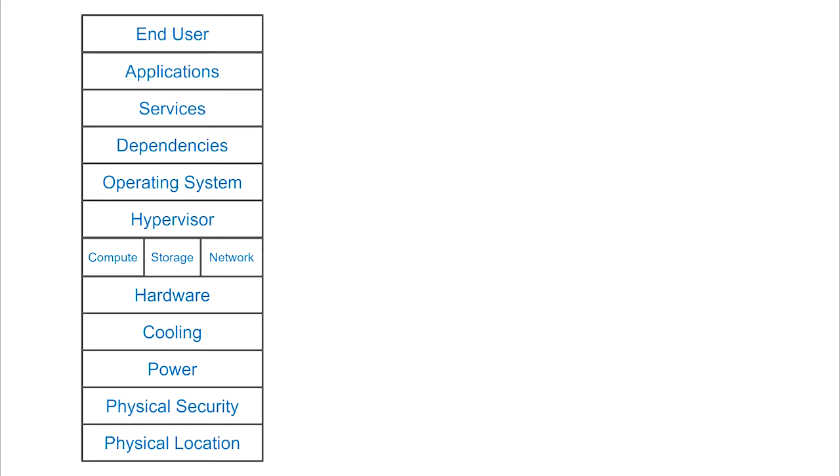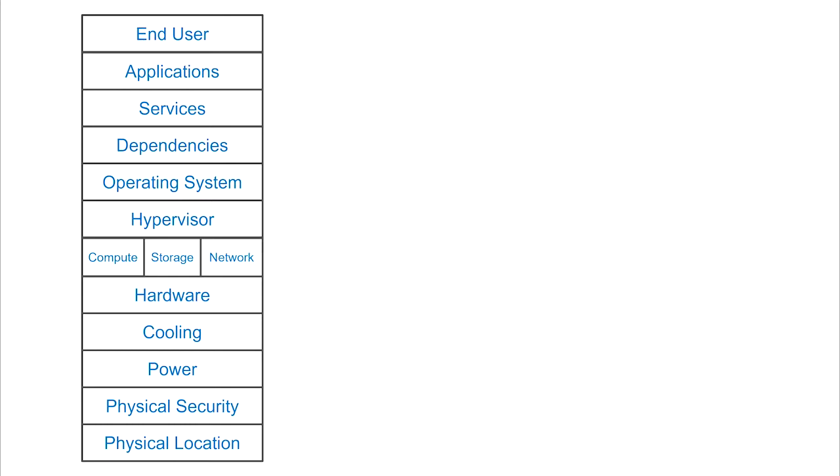So we start at the bottom with things like physical location, physical security, power, cooling, and then the hardware, which we can normally break up into things like compute, storage, and network. The hypervisor above that, the thing that turns the physical compute, storage, and network into virtual compute, virtual storage, and virtual network. The operating system, we tend to run on top of that. Any operating system dependencies for any services and applications, and then the delivery of the application, the service, to the end user themselves.